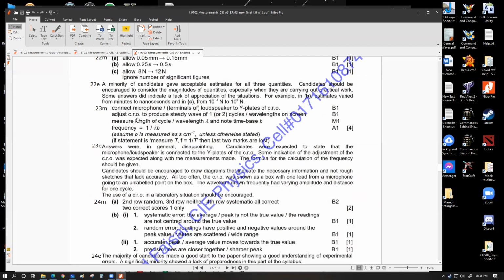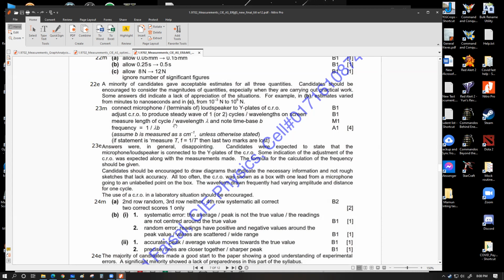It should be okay. Adjust the CRO to produce a steady wave of 1 or 2 cycles or wavelengths on screen. So either you write these words in your description, or if wavelengths are seen on the screen, either of these two things is going to give you the mark. These are the 2 marks for the circuit diagram.